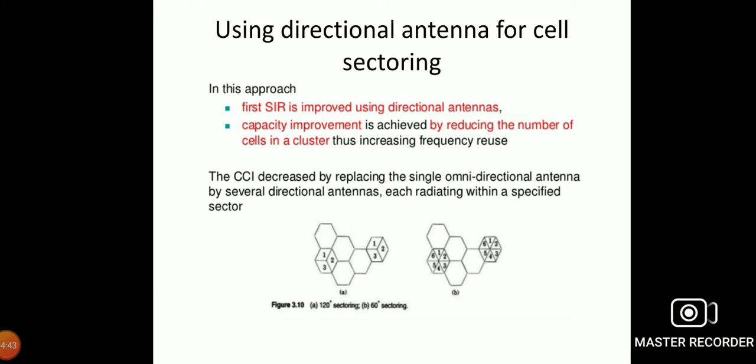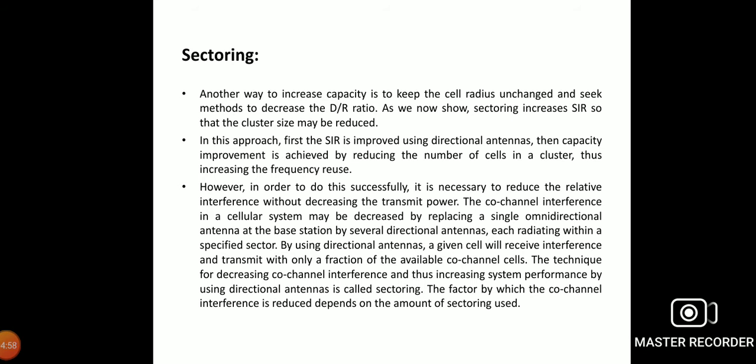This method of decreasing the co-channel interference value and enhancing the system performance by using directional antennas is called cell sectoring. What is sectoring? A cell in the cellular region is generally divided into 120 degree sectors or 60 degree sectors. With 120 degree sectors, a hexagonal cell consists of 3 sectors, and with 60 degree sectors the hexagonal cell consists of 6 sectors.